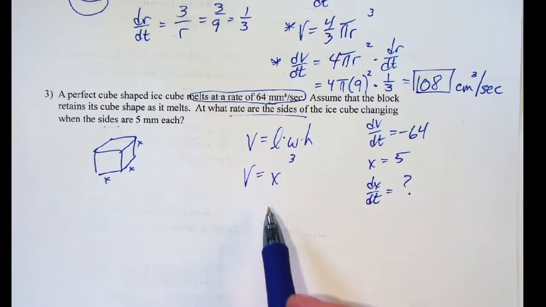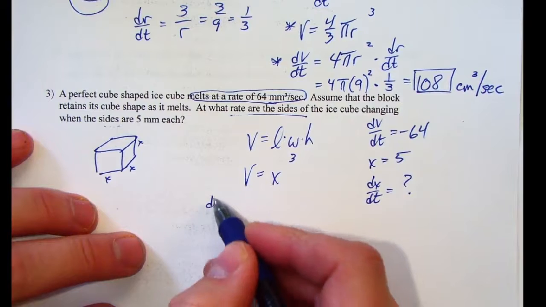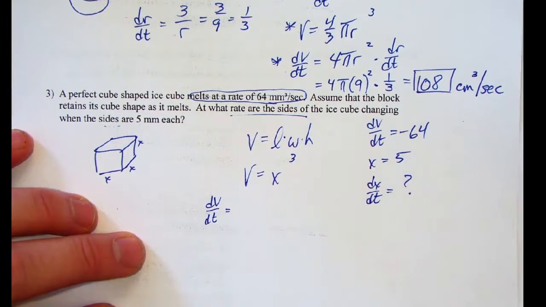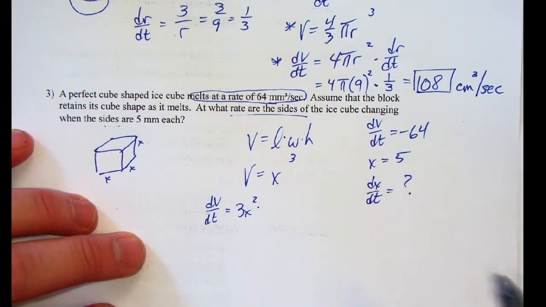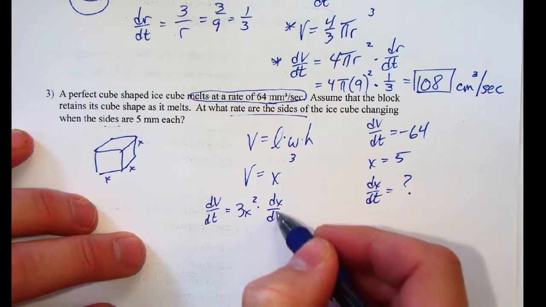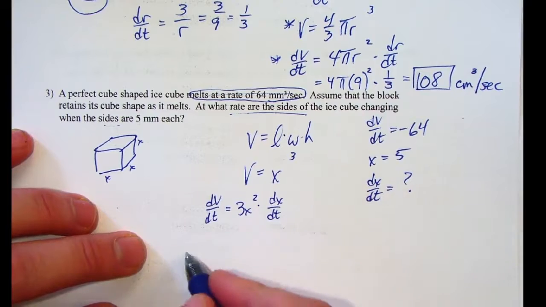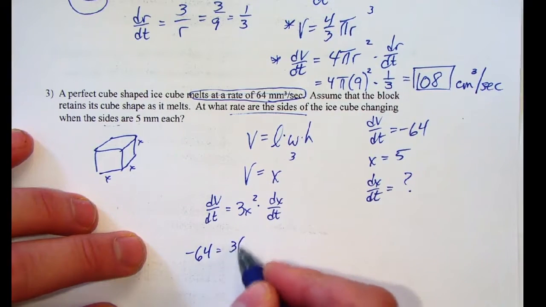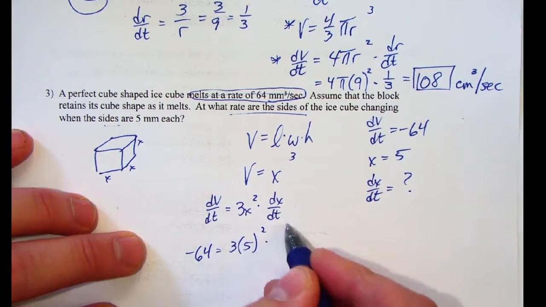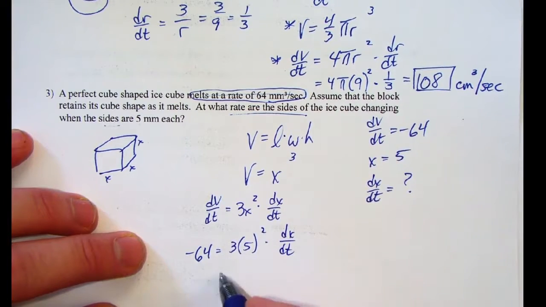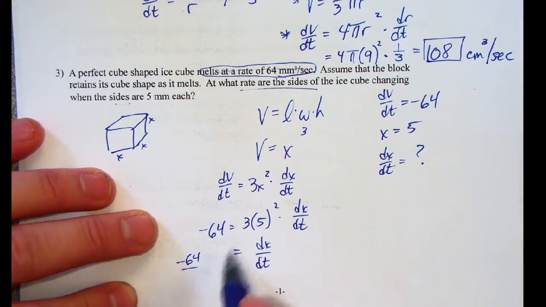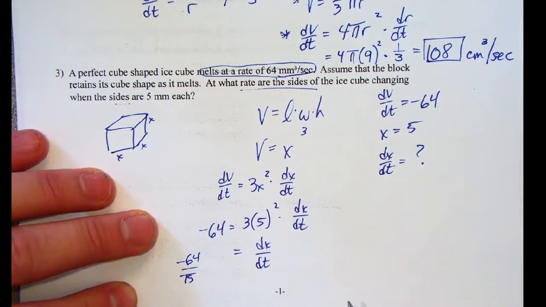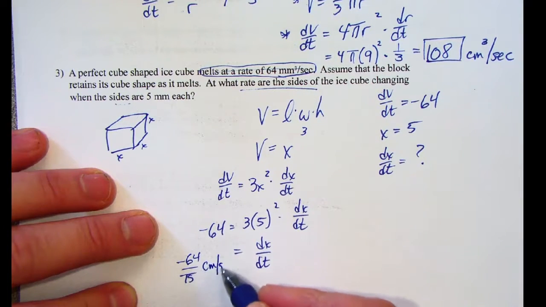So we're going to take the derivative and plug in. So the derivative of V is 1, but I took the derivative of a V, so multiply by dV over dt. Derivative of x to the third is 3x squared, but I took the derivative of an x, so multiply by dx over dt. And then this is negative 64. X is 5. So if you work that out, dx/dt would be negative 64 over 75 centimeters per second.